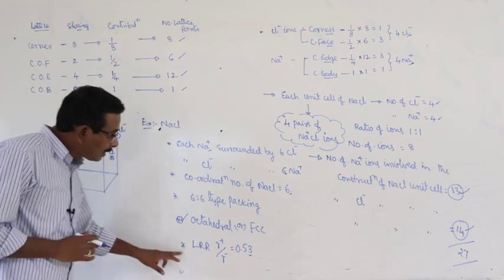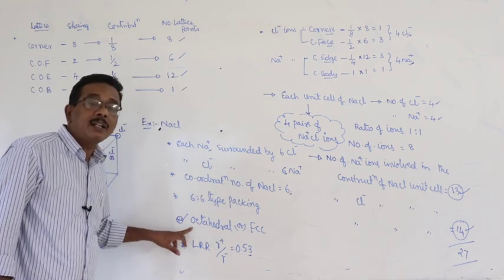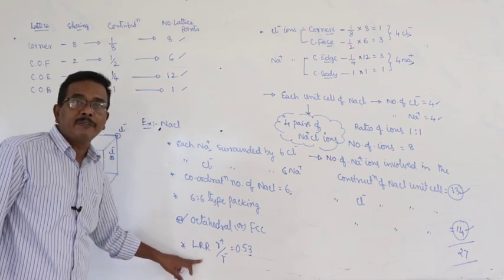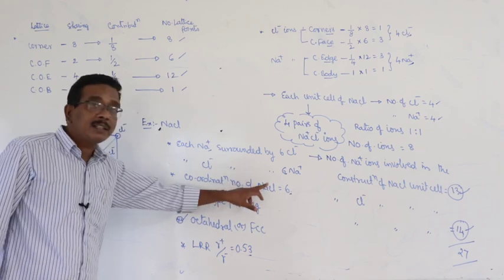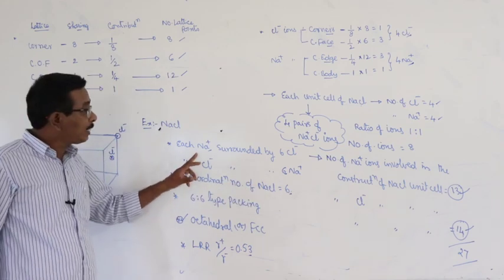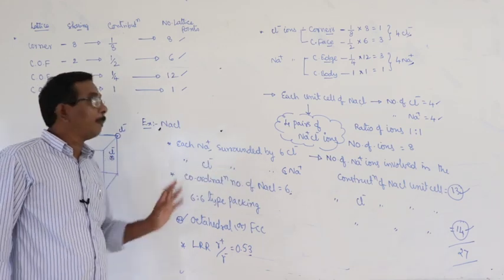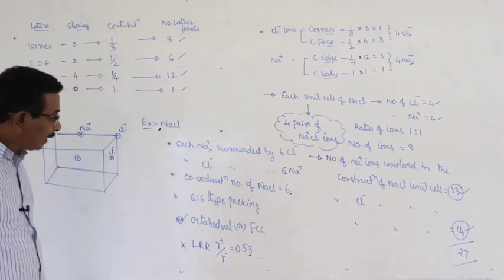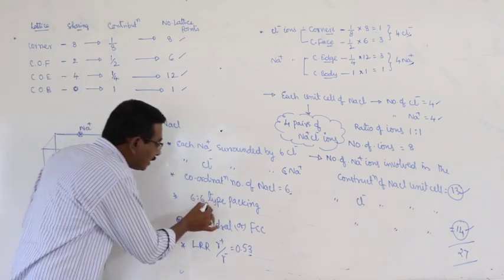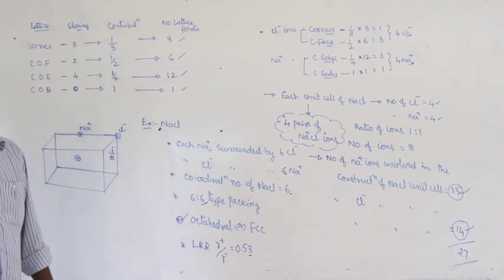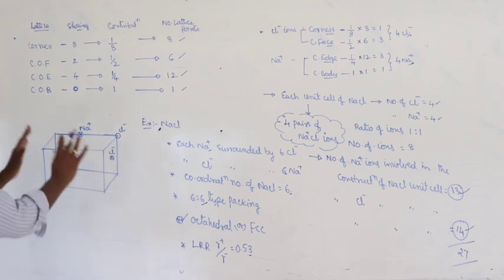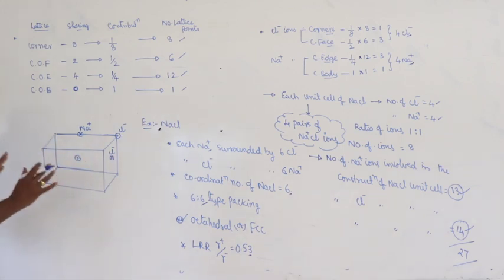What is the shape of NaCl crystal or structure of NaCl crystal? FCC or octahedral. What is limiting radius ratio? 0.53. What is the coordination number? 6. And next one, each chloride ion is surrounded by 6 Na plus ions. Each Na plus ion is surrounded by 6 Cl minus ions. This is also known as 6:6 type packing. This is about the details that are related to the sodium chloride crystal.